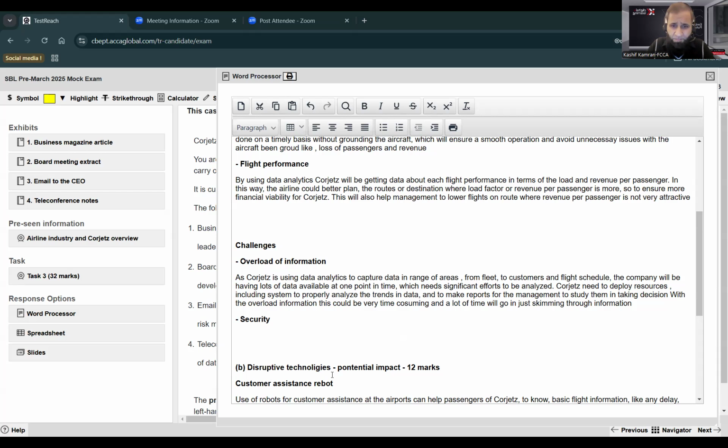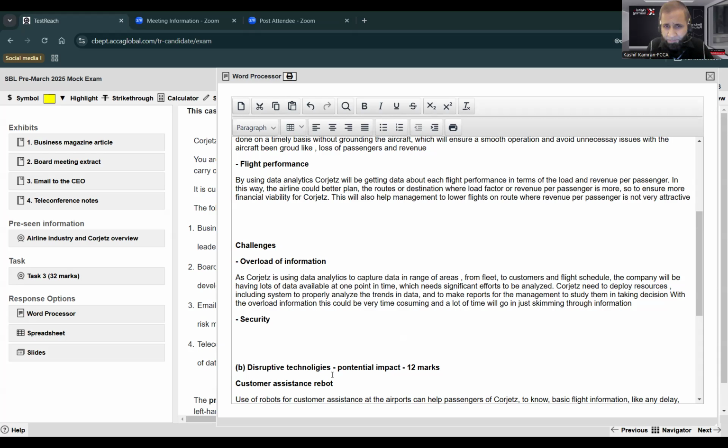I have a question related to the actual pre-seen which we are going to have for the upcoming attempt. So is this the same which we are practicing right now? No, basically this is the pre-mock which ACCA releases for students to practice. This has nothing to do with your real exams coming up in March. This is just a mock exam we do. For every ACCA paper, we have a mock exam, which gives additional practice to the students.